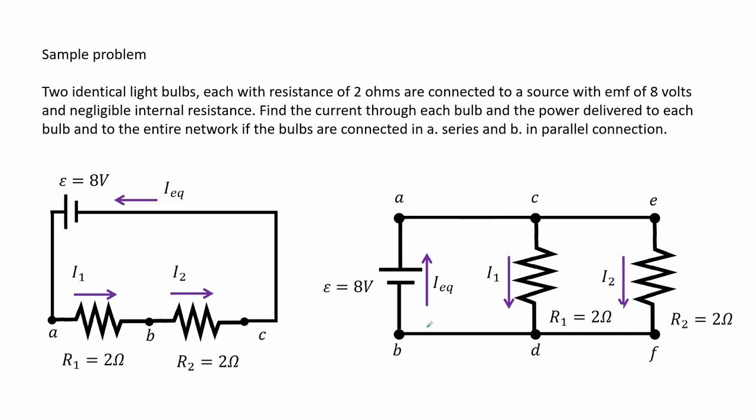Sample problem. 2 identical light bulbs, each with resistance of 2 ohms, are connected to a source with EMF of 8 volts and negligible internal resistance. Find the current through each bulb and the power delivered to each bulb and to the entire network if the bulbs are connected in A series and B in parallel connection. We refer to the figures below.